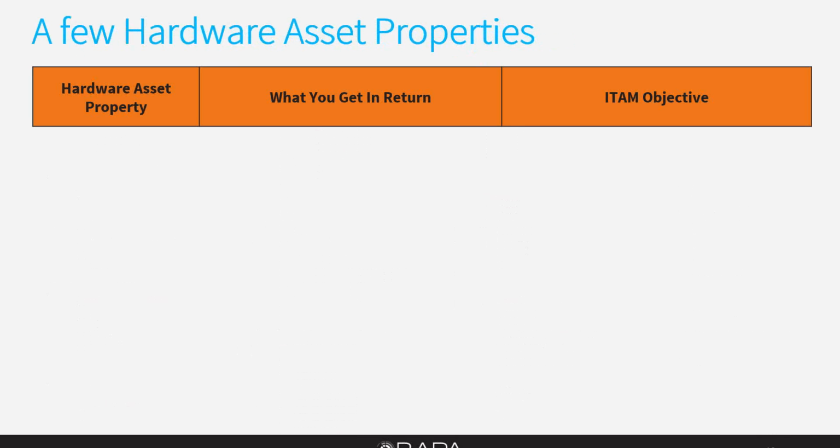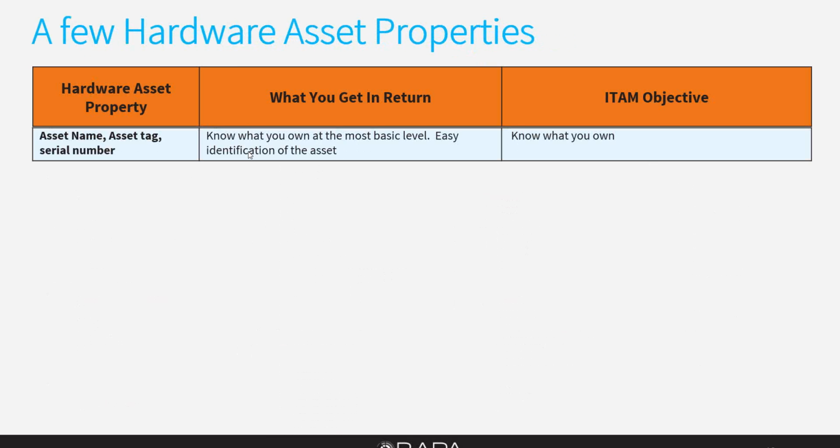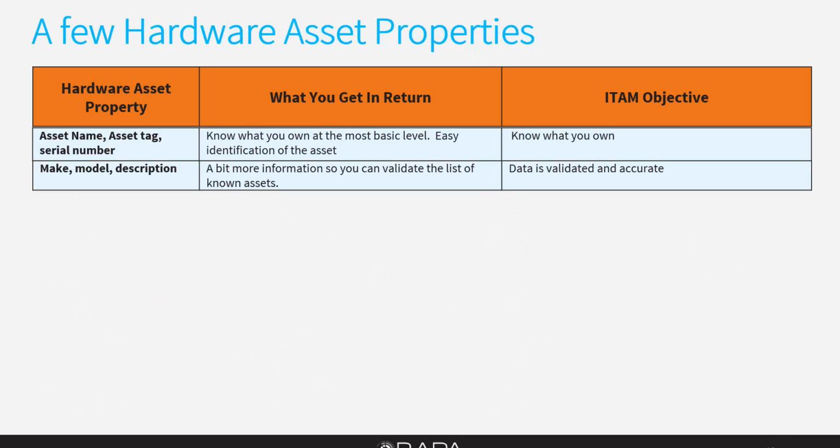So where does this really leave us? So there is a long list of properties there. So part of your evaluation and validation is really to create a table and say, okay, what property am I interested in? What am I getting in return? And how is it tied back to the objective that I have in place? So something as simple as asset name or tag, asset tag, and asset serial number, it really is the basic level of identifying your asset. And what does it give you? Well, it gives you a chance to have a list of knowing what you own. Right. So if we take that one step further with make and model and description, it's a bit more information, helps you validate it towards maybe discovery information or information coming from the vendor.